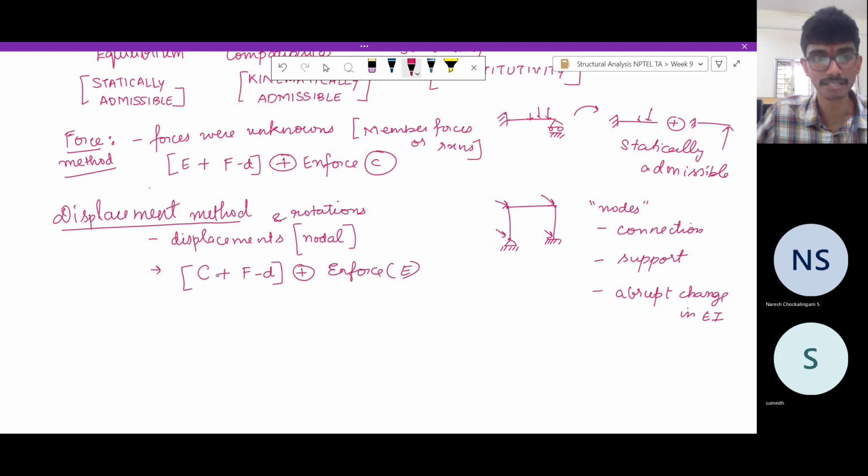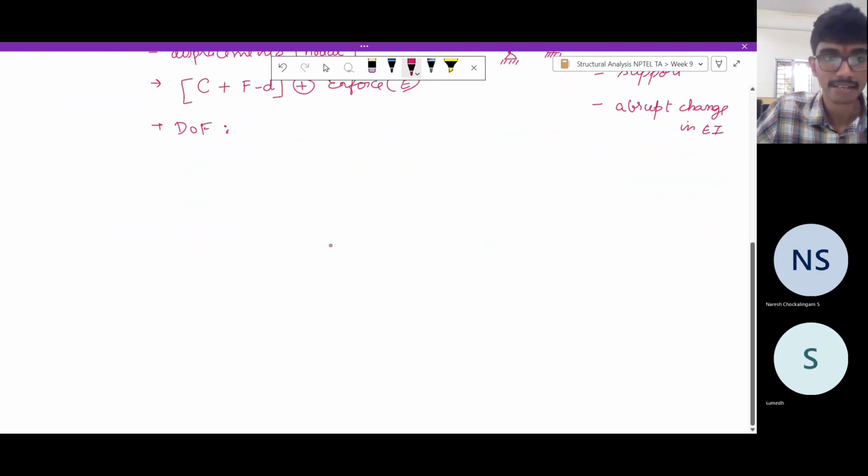There's a special name to these displacements and rotations. They are called degrees of freedom. So what are degrees of freedom? We have seen this already. Degrees of freedom are those variables that completely specify the configuration.